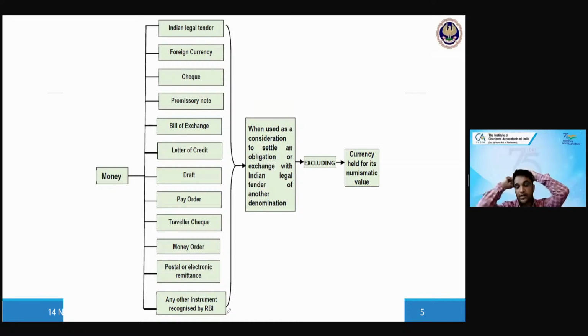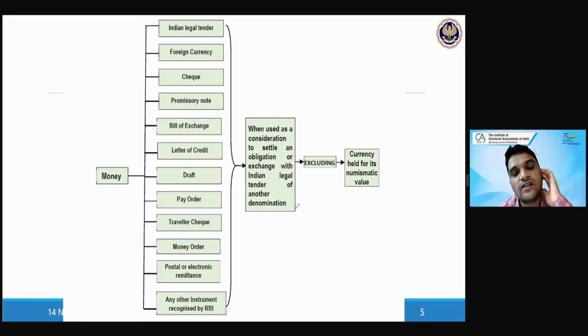And they say any other recognized instrument means that tomorrow, if the RBI said this digital cash, digital currency is also recognized, then that is also money. So any instrument which is recognized by the RBI is money, when used as a consideration to settle an obligation or exchange with Indian legal tender of another denomination.